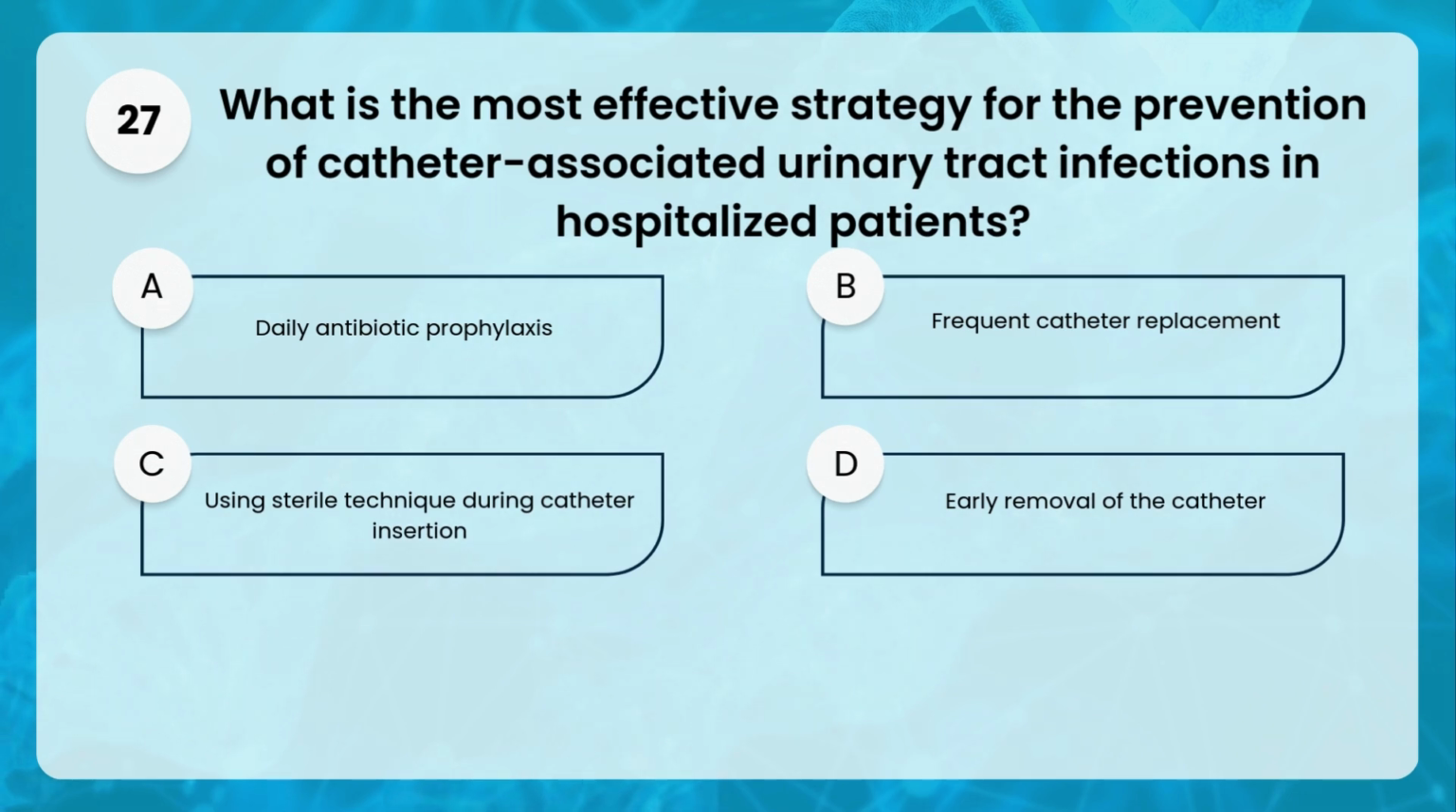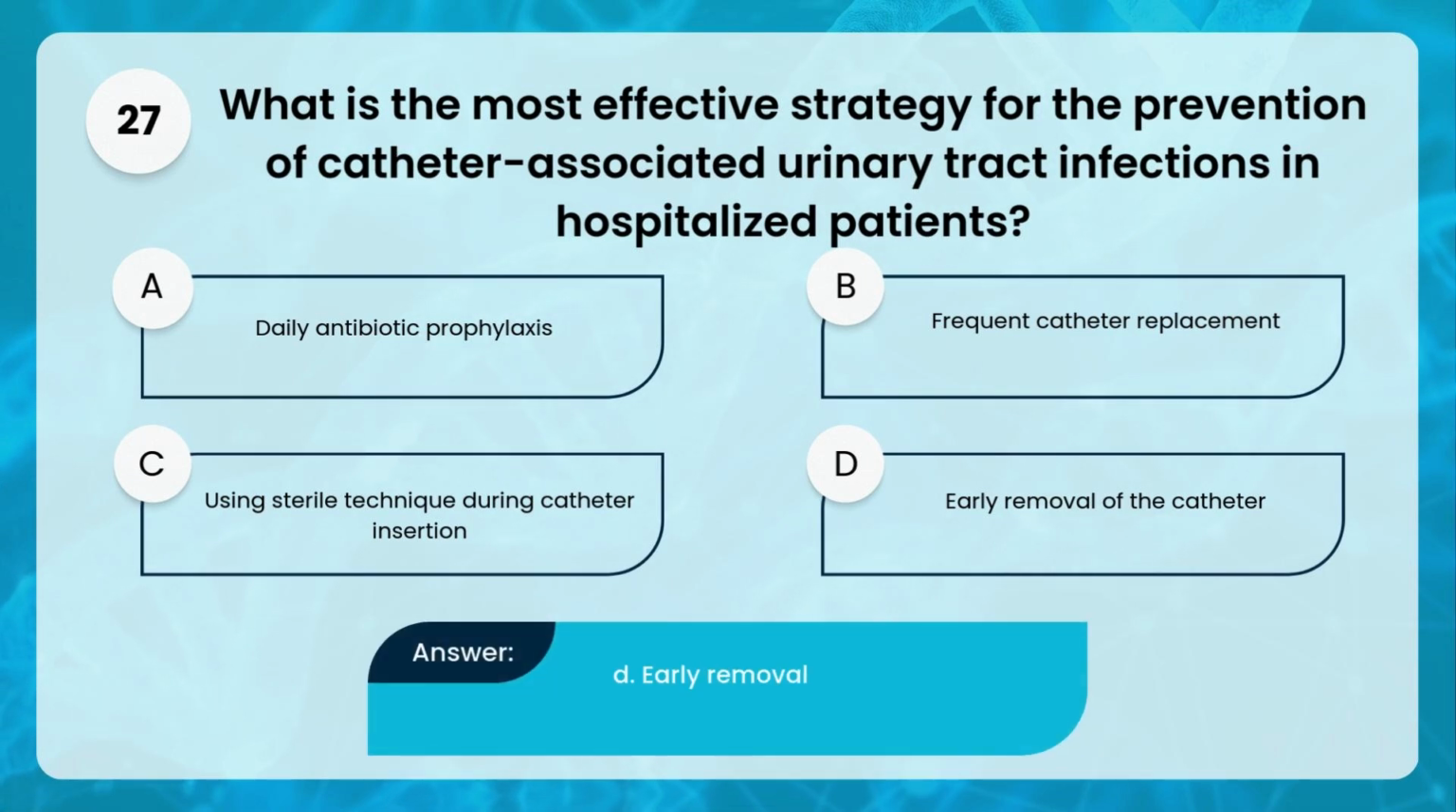Number 27. What is the most effective strategy for the prevention of catheter-associated urinary tract infections in hospitalized patients? A. Daily antibiotic prophylaxis. B. Frequent catheter replacement. C. Using sterile techniques during catheter insertion. Or D. Early removal of the catheter. The answer is D. Early removal of the catheter.